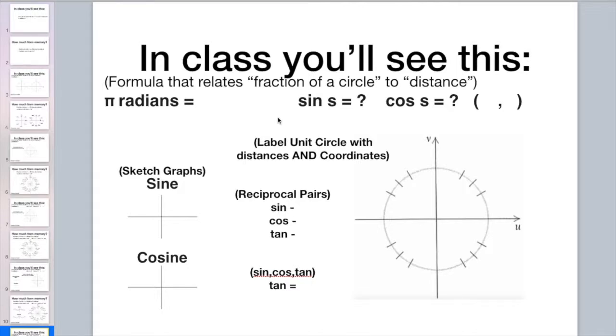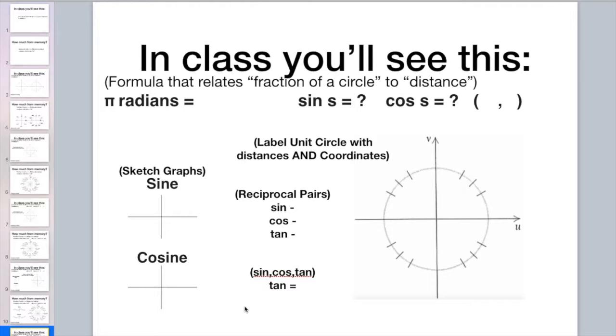All right, now that you're finished with assignment 6C1, when you roll into class tomorrow, you'll see this. We've got all the normal stuff, unit circles there, sine, cosine, sketch those graphs. Now here's the new stuff. Reciprocal pairs. What's the reciprocal pair of sine? What's cosine? What's the reciprocal pair of tangent? And how is tangent defined in terms of sine and cosine?